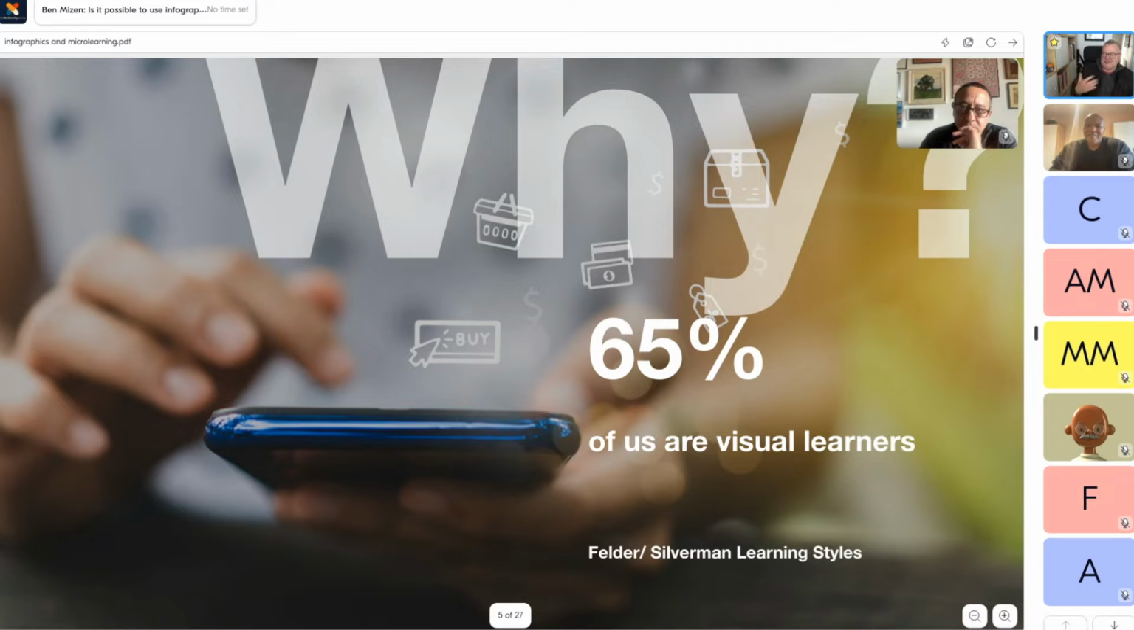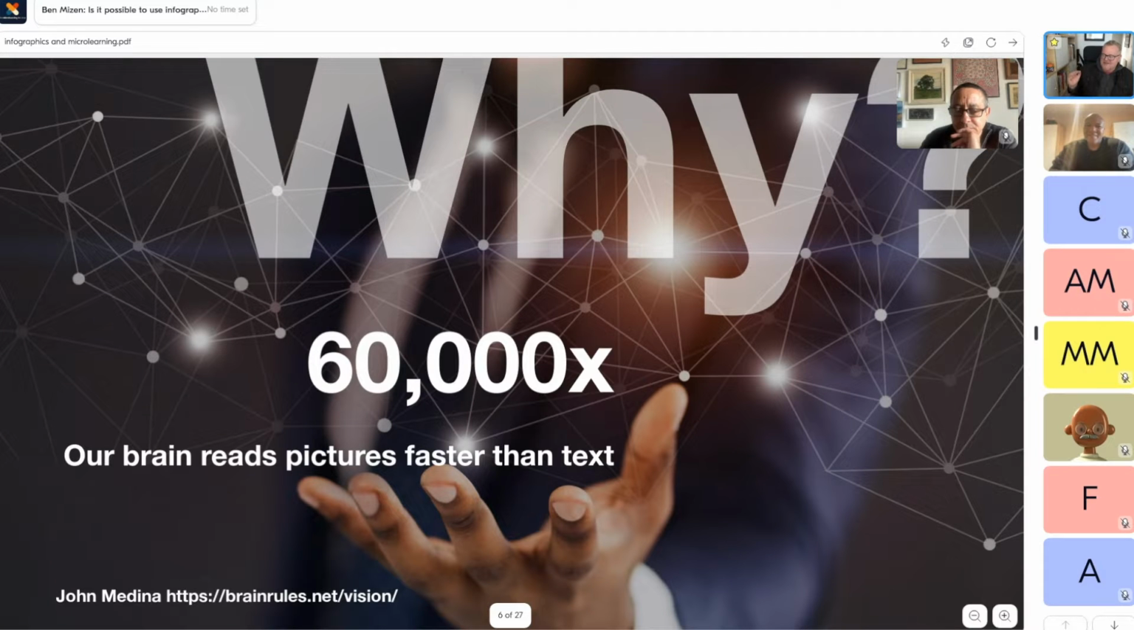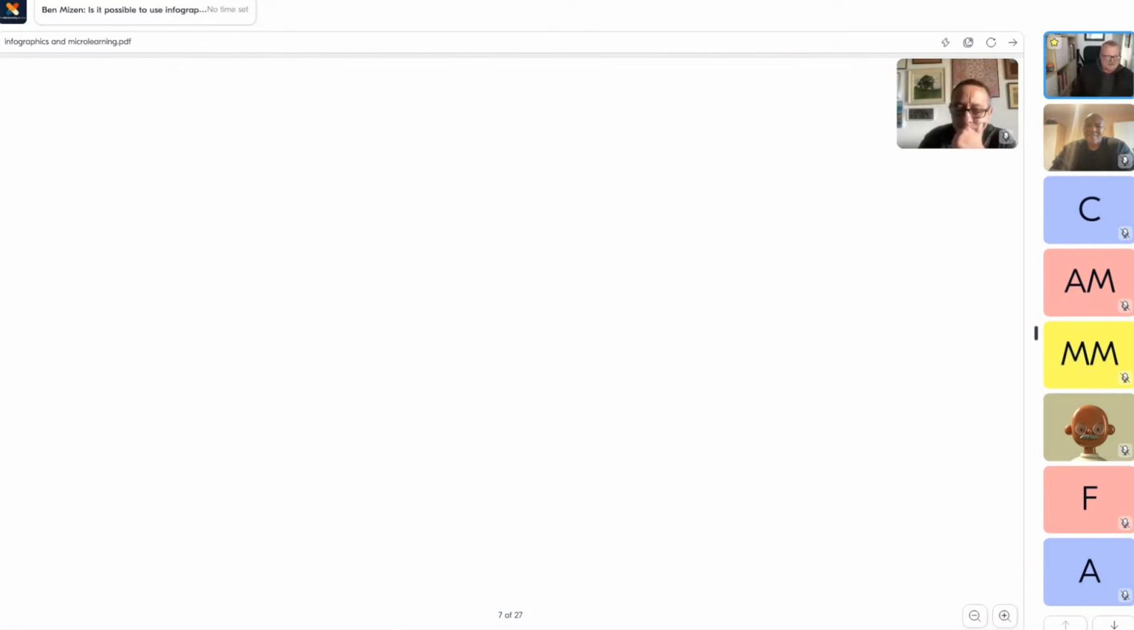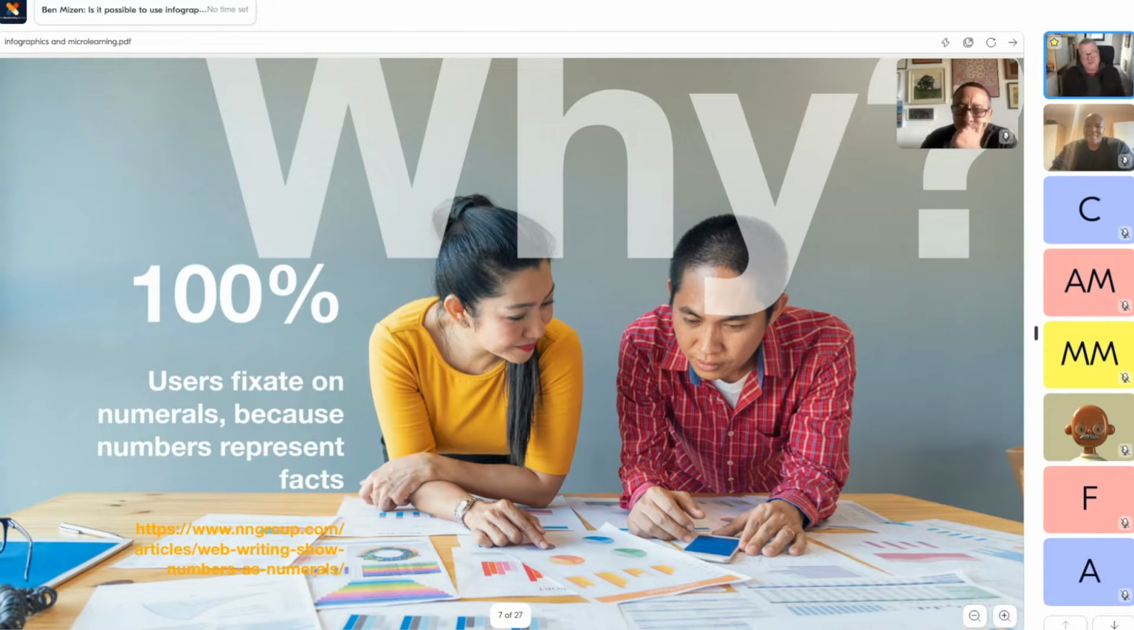Also, according to the learning style gurus out there, 65% of the population are visual learners. They need images to stimulate them. So we're going to lean into that too. And also, moving into the neuroscience part of it, our brains can read pictures faster than text. We can recognize images faster than text. So for me, if we're looking to help our learners, giving them good visuals will help them do that.